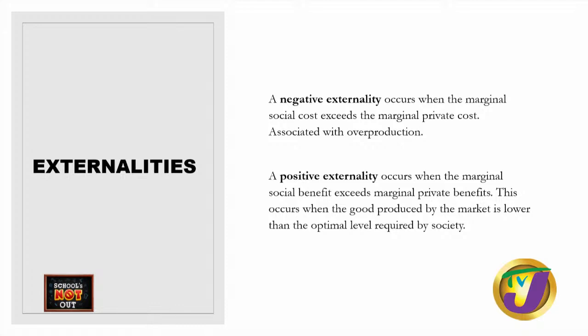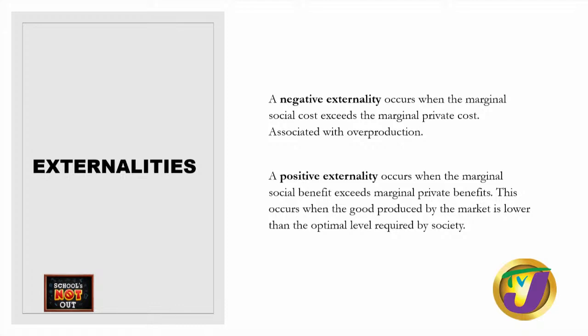When there is a benefit to a third party, now we say that there is a positive externality. Typically, negative externalities exist when there is an overproduction of a good, and a positive externality occurs where there is an underproduction of the good.